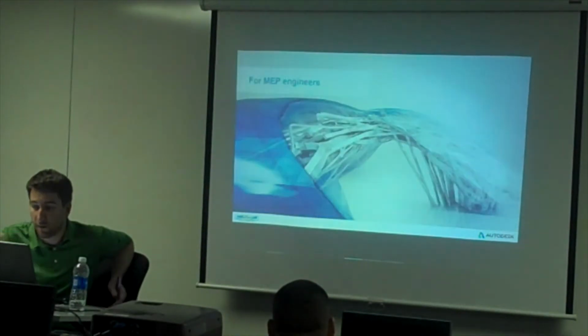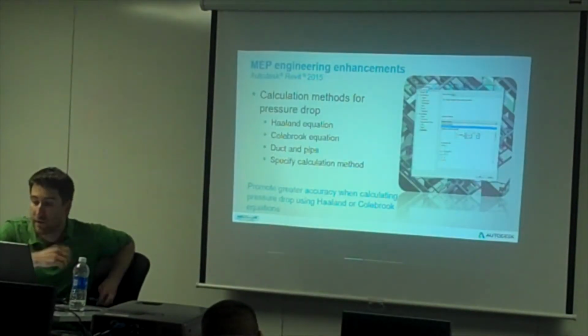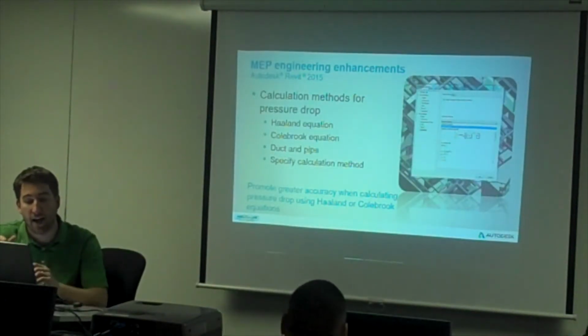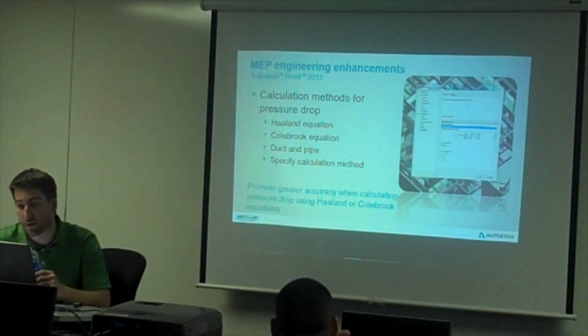Now for the MEP folks in the room, there were some enhancements in Revit as well. One of them had to do with calculation methods. So adding additional capabilities for determining pressure drop for different types of duct and pipe. And so having some information to look at for those particular equations.